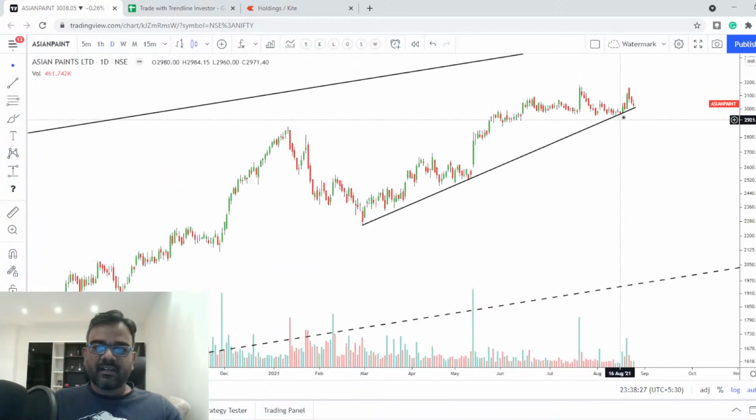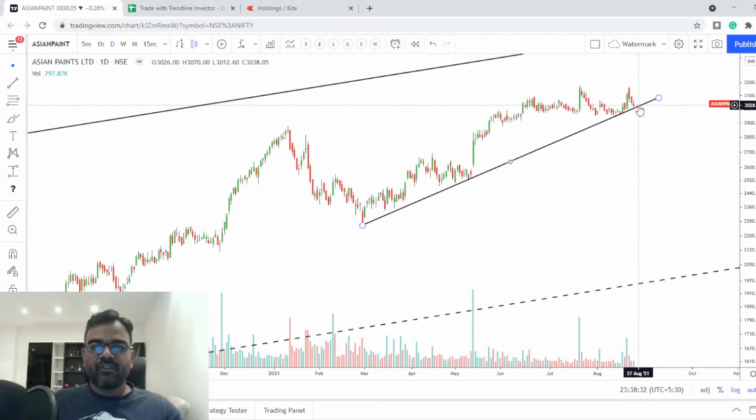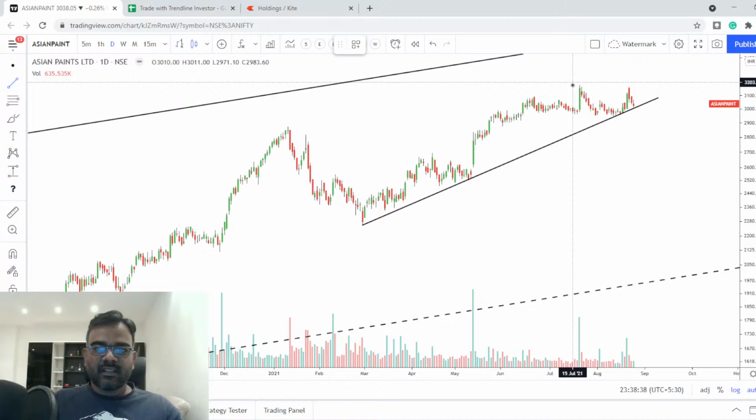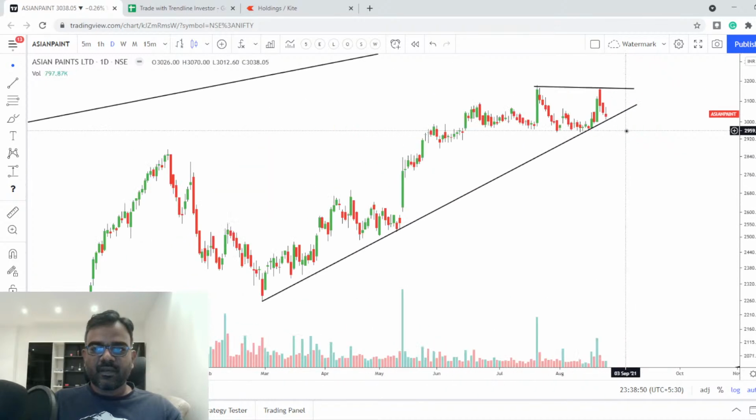So that's a perfect trend line retest. Tomorrow it might reverse, so tomorrow wait for reversal. Above 3070, which is today's high, if it crosses, then that's a reversal confirmation. And then you can add even more above this point, so above 3163, 3165, add more. Tomorrow could be a good reversal candidate for Asian Paints. That's a perfect trend line reversal. And your stop loss for the entire position should be 2950. So that's my view.